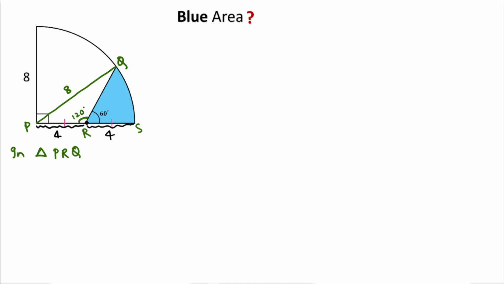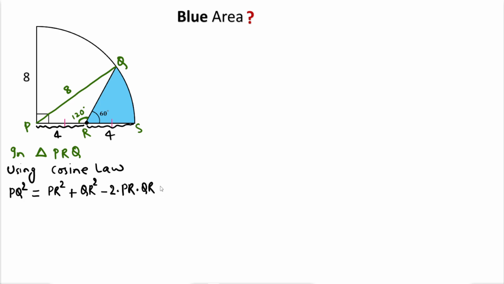PRQ, using cosine law, we can say that PQ square equal to PR square plus QR square minus 2 PR into QR cos 120 degree. We can write, and here PQ is 8, so we can write 8 square.